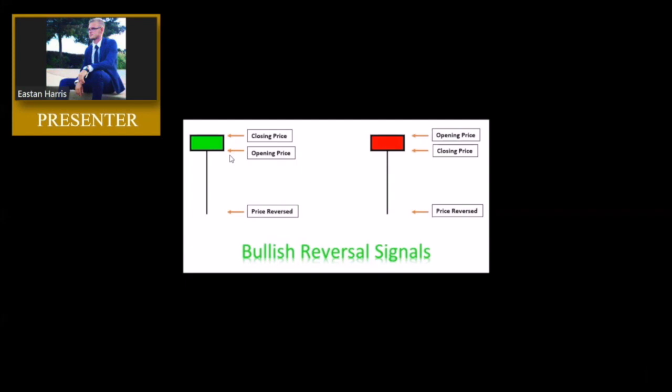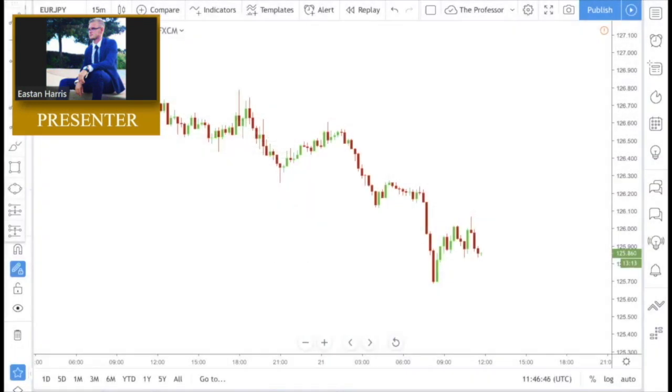Alright guys, now we're going to hop into the charts and I'm going to show you real examples of these candlesticks in live market. We got EJ pulled up on the 15-minute, and let's just go through and see if we can spot any exhaustion candles.